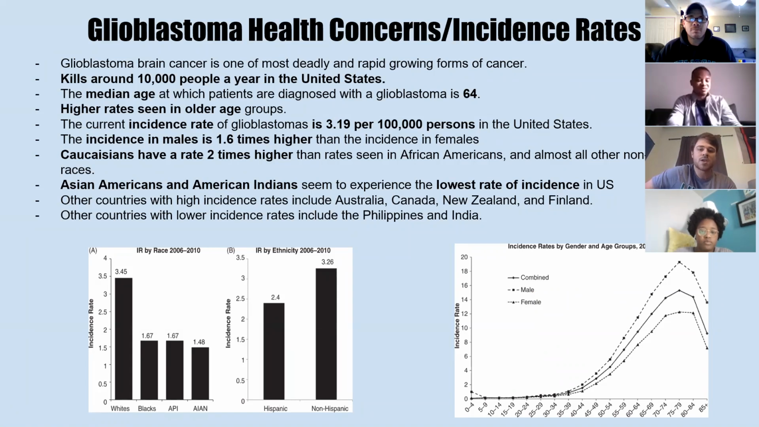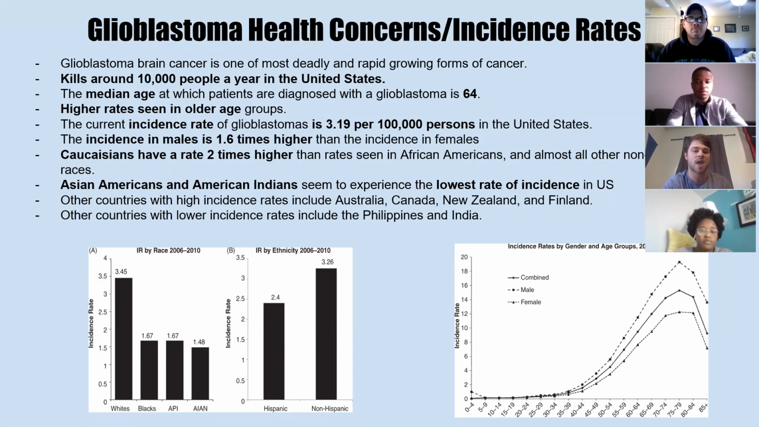The median age at which patients are diagnosed is around 64, and they're seen at higher rates of incidence the older you are. The current incidence rate is 3.19 per 100,000 persons in the United States. So it's not very common, but people who do get it die at a really high rate. And the incidence seen in males is almost 2 times higher than the incidence in females.